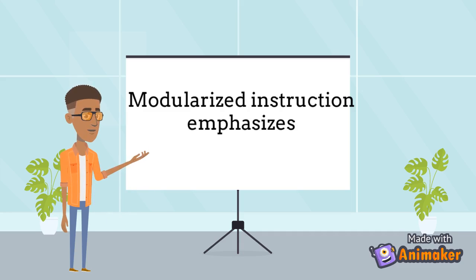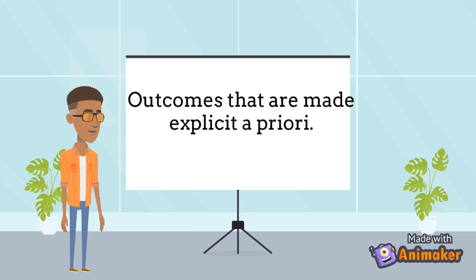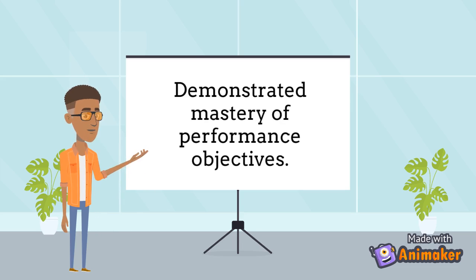Outcomes that are made explicit a priori. Outcomes are public knowledge, known and agreed upon by both learner and teacher. This is that the students clearly know what behaviors and skills are expected of them. Demonstrated mastery of performance objectives. The assessment is based on the student's performance on specific behaviors instead of traditional paper and pencil tests. The pillars of this method include active learning, real-world application, long-term retention, and competency-based assessments.